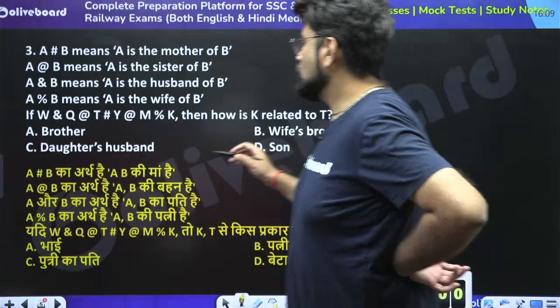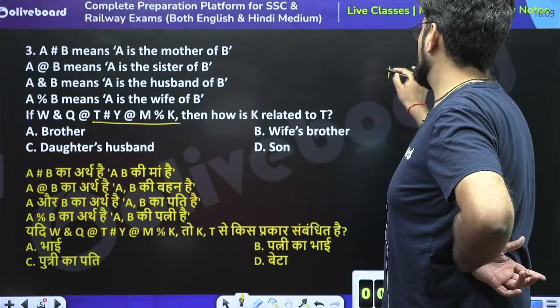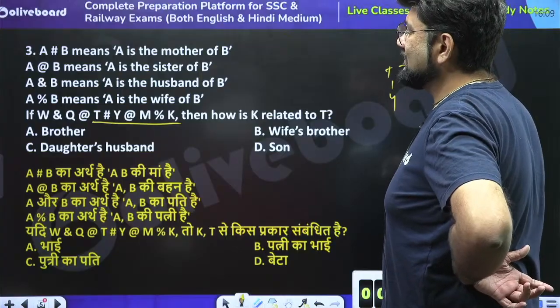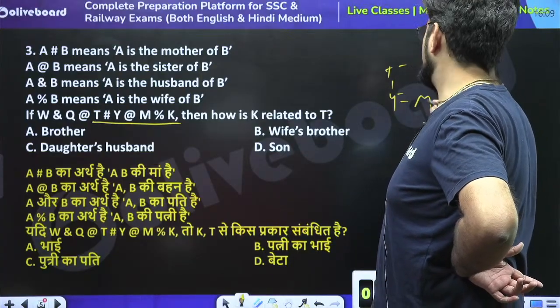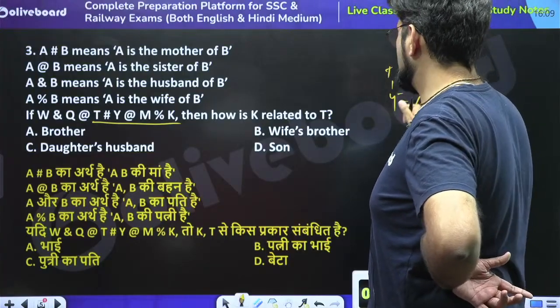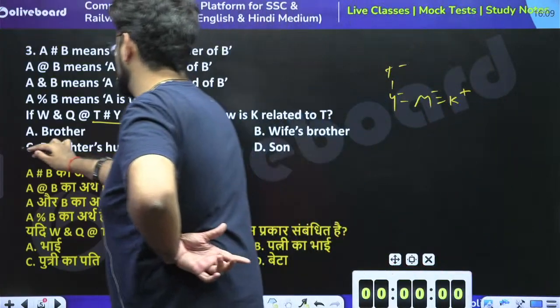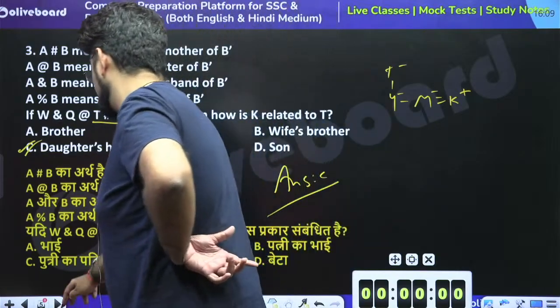How is K related to T? So we'll plot this much. T hash Y, T is the mother of Y. Y at the rate M, Y is the sister of M. M% K, M is the wife of K. Question is, how is K related to T? K is T's son-in-law, daughter's husband. Option C is the right answer. Cool. Next.